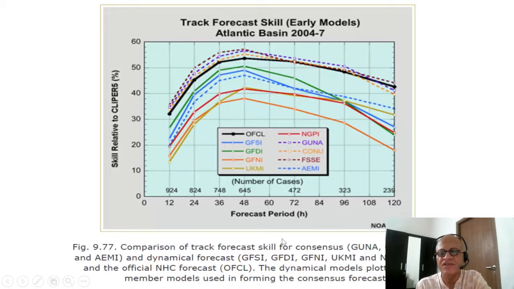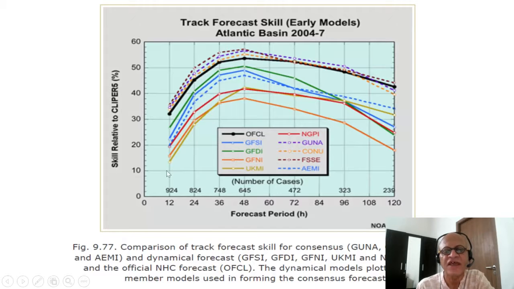Comparison of a track forecast skill for consensus. Various models used by NHC and dynamical forecast models and the official NHC forecast, OFCL. The dynamical models plotted are the member models used in forming consensus forecasts. Basically, this is arguing that models used in developing the consensus forecasts have lower skills relative to Clipper, but also the consensus, the work done to issue consensus forecasts is worth it because that skill is definitely higher than the individual models.